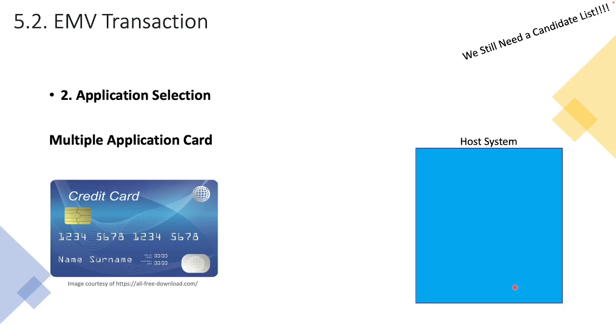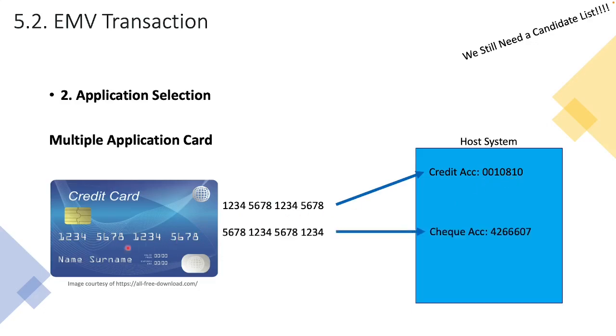So let's look at it in a bit more detail, right? I've got the physical plastic, and on the face of the plastic, I've got a PAN of 12345678 12345678 embossed on it. And I've got a host system, which basically is the issuing system that you issue the card on. It holds the accounts that you issue the cards against. So let's assume that the PAN that's displayed here relates to a credit account, 00100810.